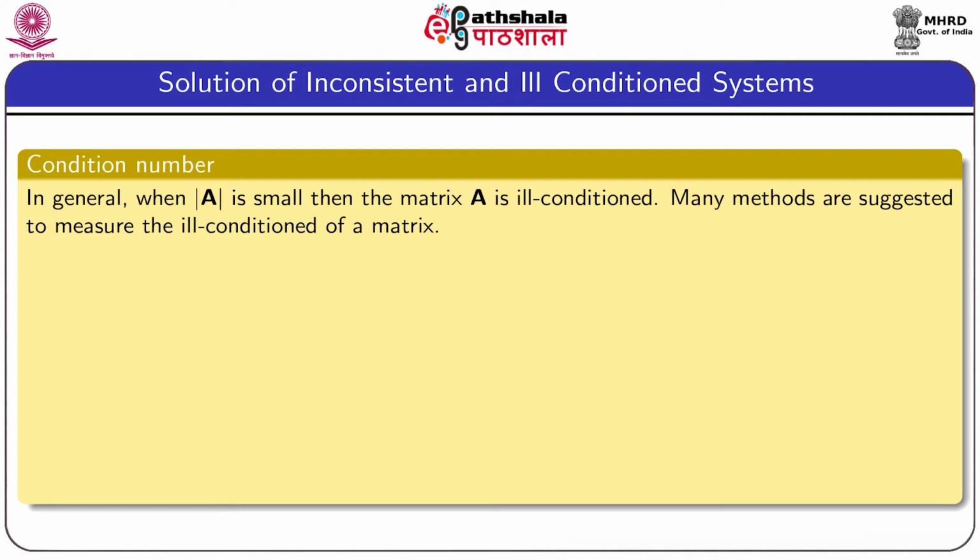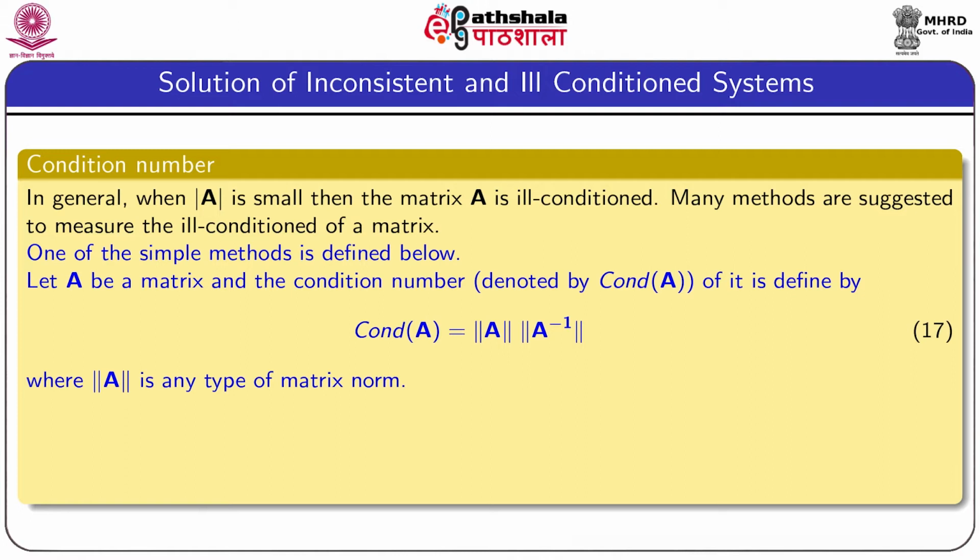The condition number is a parameter to identify whether a given system of equations or the corresponding matrix is well-conditioned or ill-conditioned. In general, when the determinant of the coefficient matrix is small, then the matrix A is ill-conditioned. Many parameters are suggested or defined to measure the ill condition of a matrix. One of the simple methods is defined below.